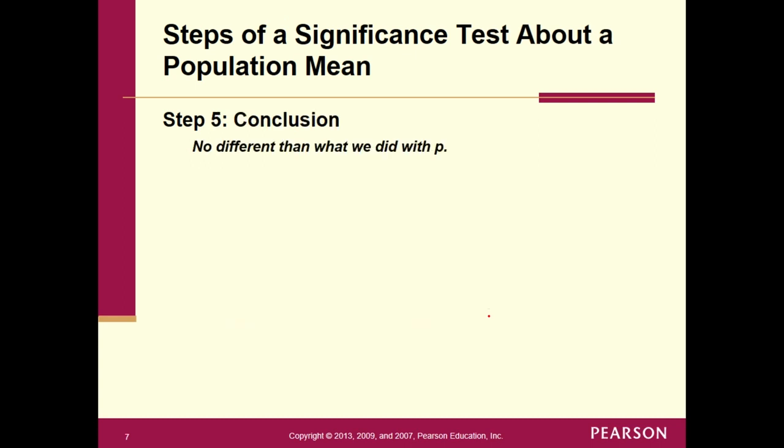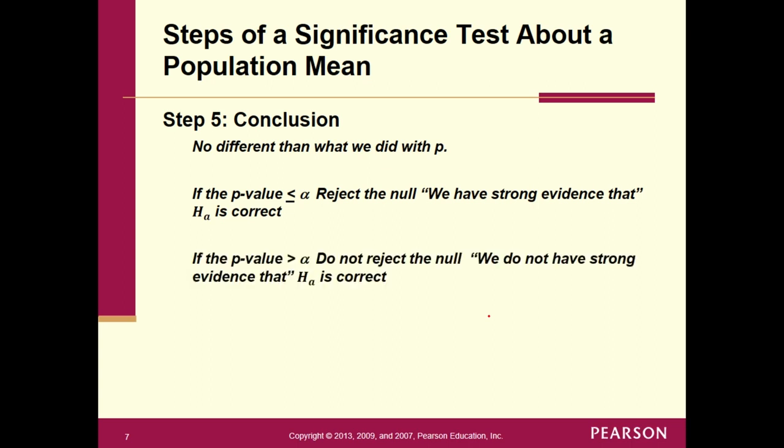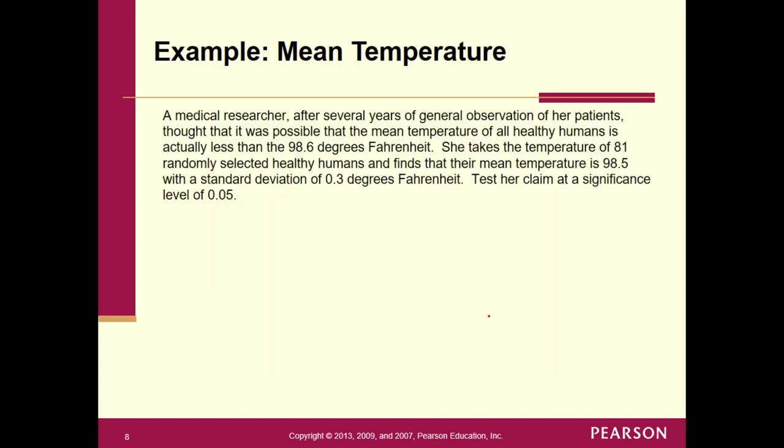Then your conclusion is the same as it was with population proportion p. You always compare the p-value to alpha. If it's less than or equal to alpha, we're going to reject the null, and we have strong evidence that the alternative is correct. If the p-value is greater than alpha, we would say do not reject the null. We would say we do not have strong evidence, or sufficient evidence, or statistically significant evidence that the alternative is correct. Okay, so no difference there.